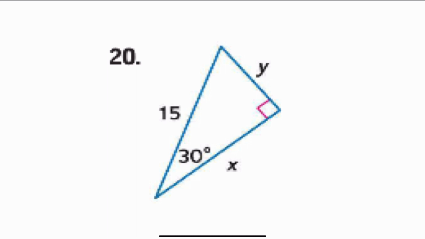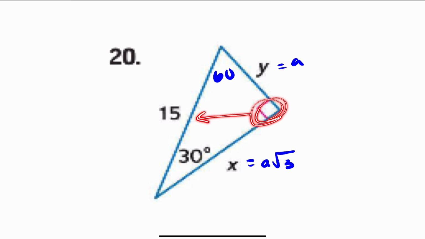So I have 30, 90. This has to be 60. So across from 30 degrees, y is equal to a. Across from 60 degrees, x is equal to a root 3. And then lastly, across from 90 degrees, 15 is 2a. This here has the most information that I can work with.